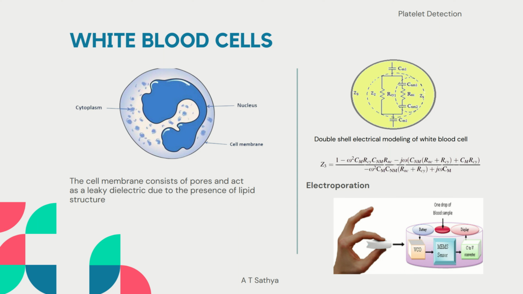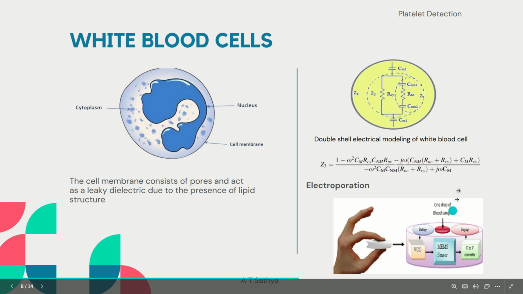But this is not as easy as I said, and we need the count of the RBCs and WBCs too. By using the electroporation method, that is the use of short high voltage pulses, we can overcome the barriers of the cell membrane, thus eliminating the capacitance produced by the cell membrane. So by understanding their impedance changes, we can develop sensors for detecting the WBCs.